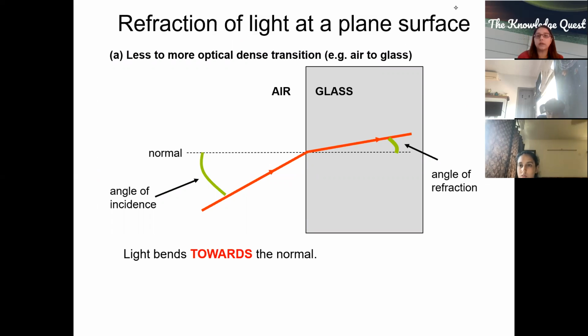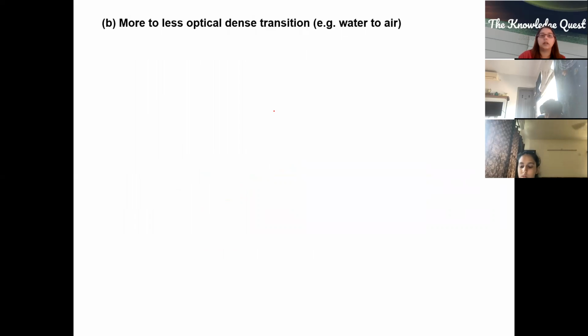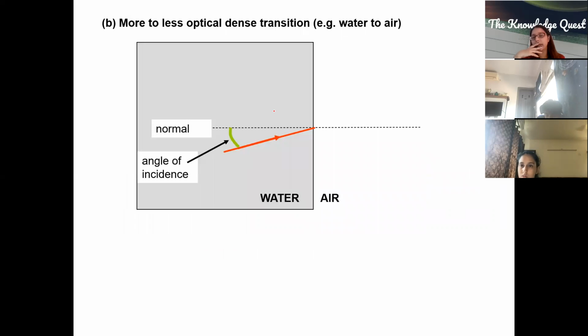Okay, this is what I told you. Light bends. So the word given to you was drawn. So here, what will happen? Air to glass. What will happen? Towards the normal. Towards the normal. Okay, here, what will happen? Water to air. Away from normal.